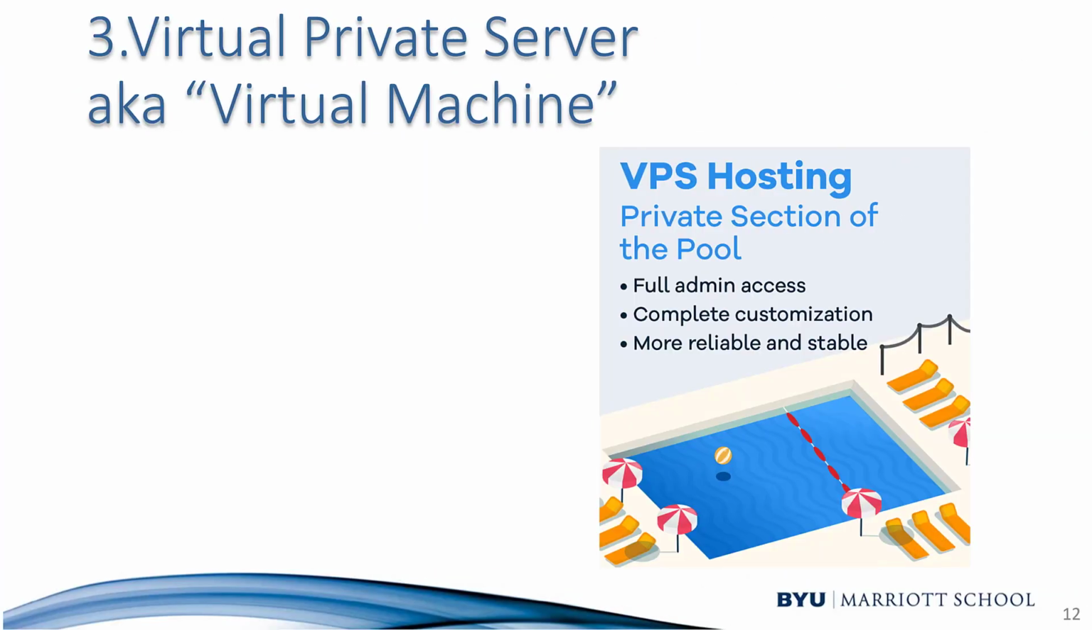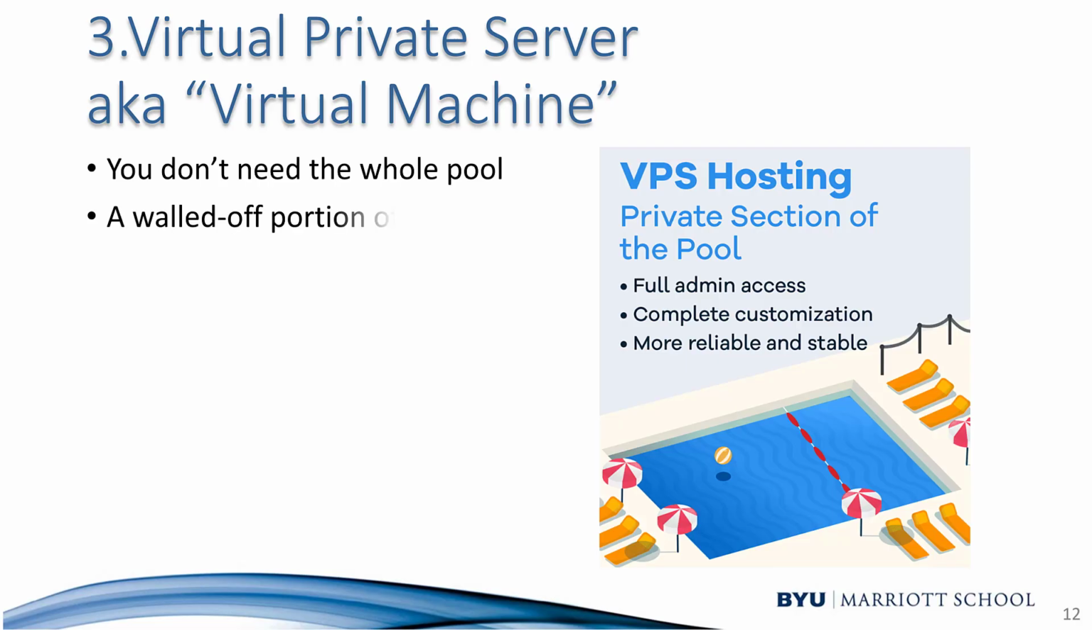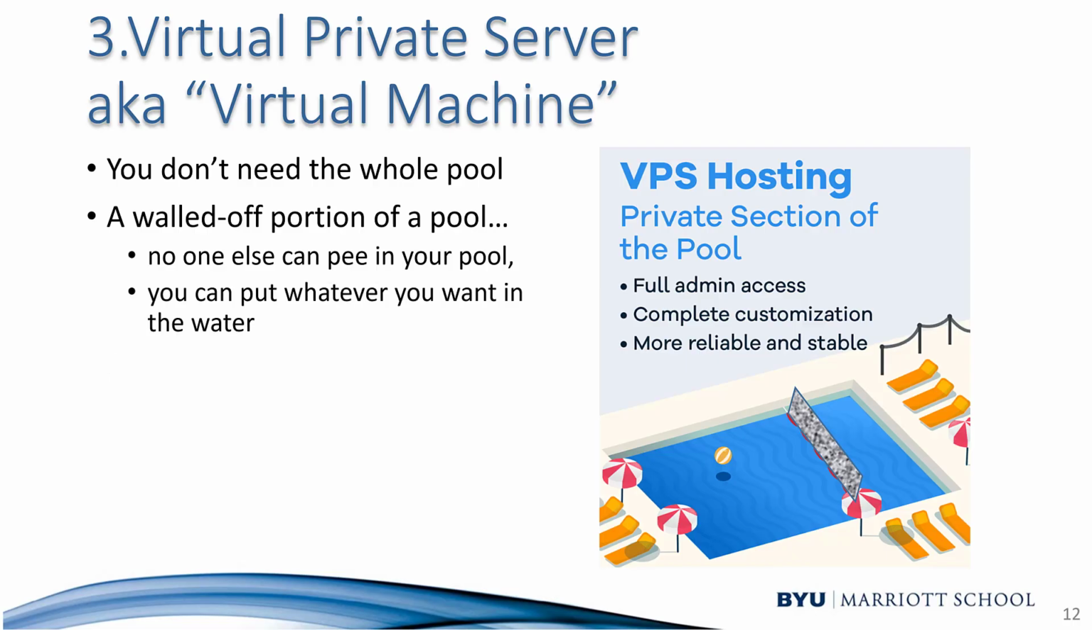Number 3, the virtual private server or the virtual machine. This is super popular today. So what you have is a pool, but you have a private section of that pool. You don't need the whole pool. You have a walled off portion, so that if somebody else does something crazy in another portion of the pool, it doesn't affect you. No one else can pee in your pool. You can put whatever you want in the water, or portions of many pools.